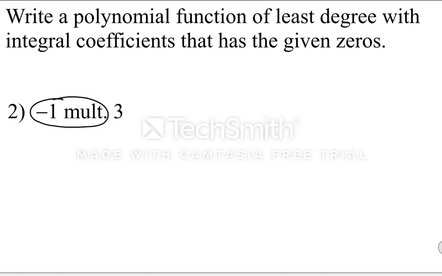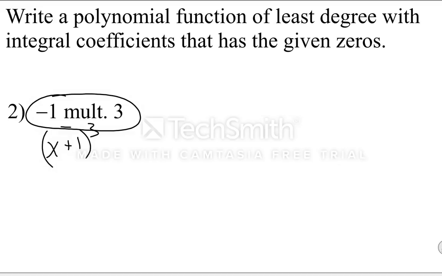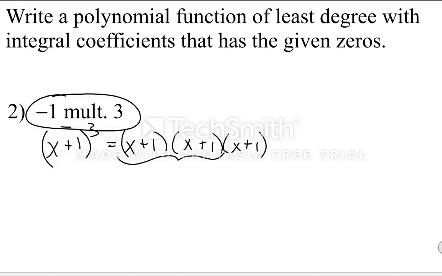Remember, we have -1 with a multiplicity of 3. Sorry, I didn't circle the 3. That means it's just x plus 1 three times, or x plus 1, x plus 1, x plus 1. It's just 3 of them. So I'm going to multiply these two first, again without a box, as x squared plus 2x plus 1. And then I'm going to take this plus this one and multiply that in the 2x3 box.